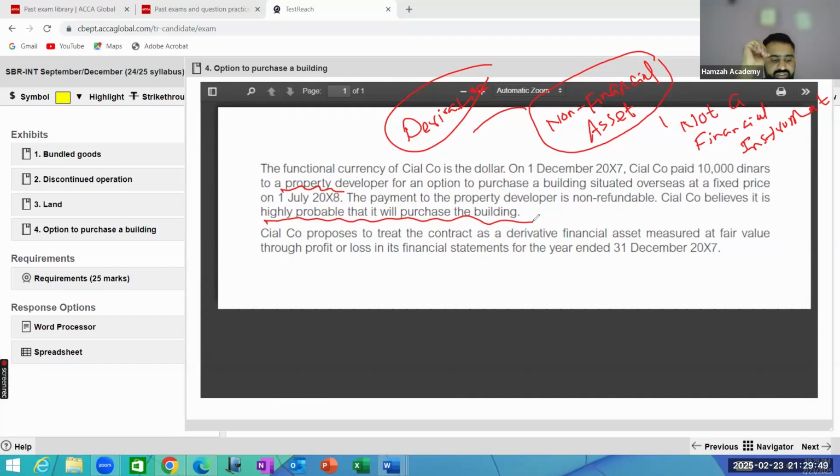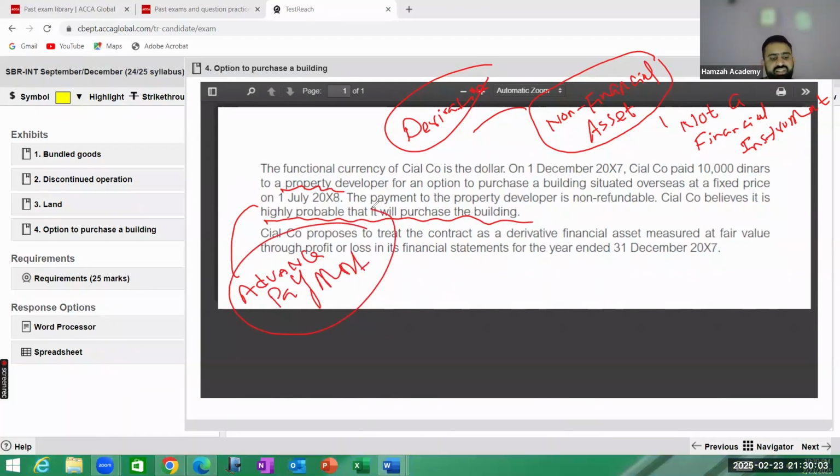It is not under IFRS 9. It should be recorded as an advance payment. It is not a derivative contract. It is the advance payment, and it should be recorded as an advance payment. It is not even a property at the moment.